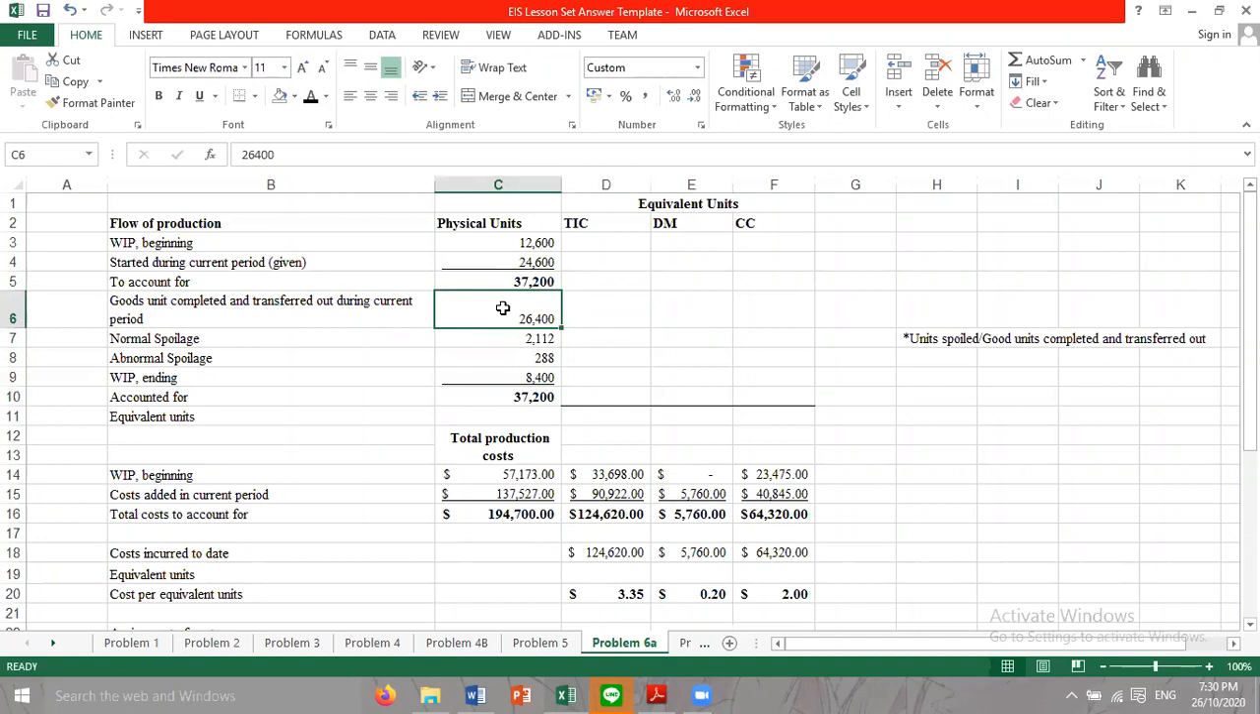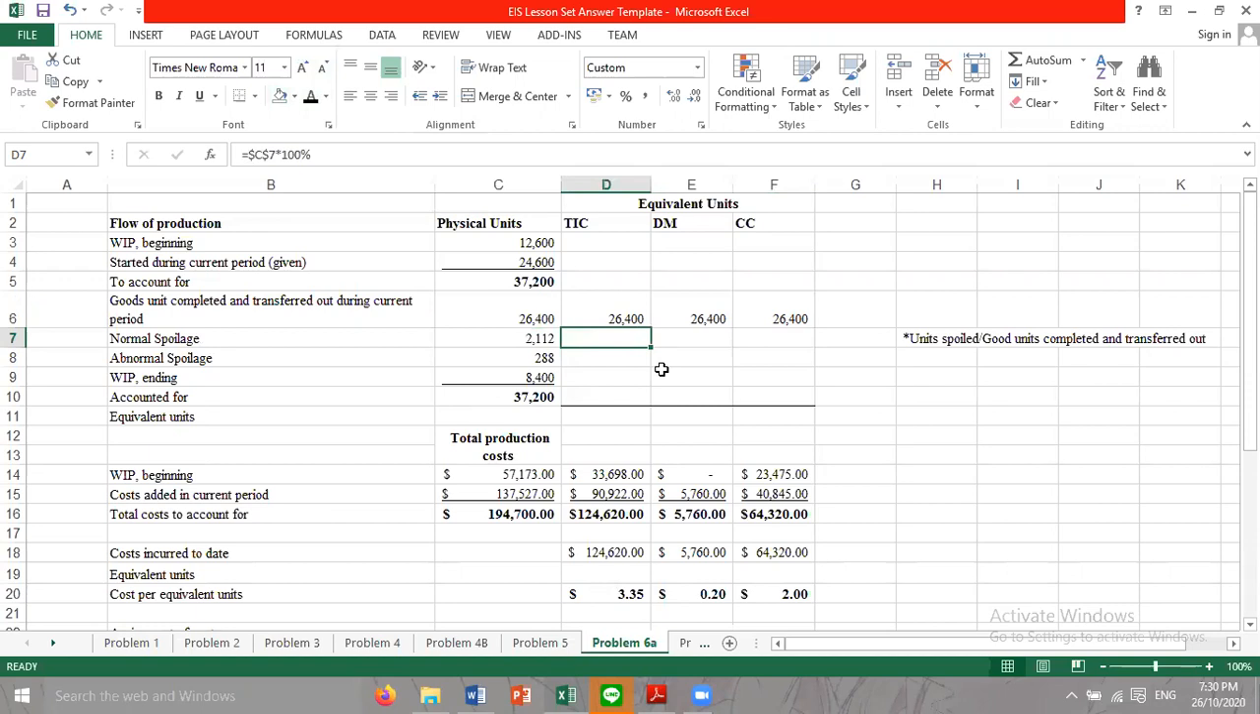So how about the equivalent units? Once again, in weighted average, good units completed and transferred out during the current period is always 100%, since we assume we started from the beginning and we completed, right? So work done is 100%. So just multiply it by 100%, 26,400. How about for normal spoilage?